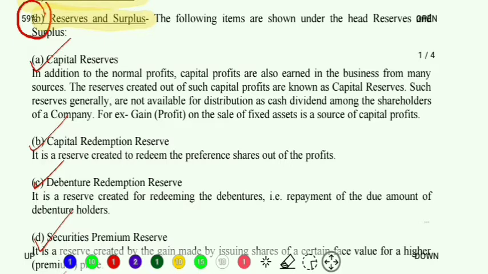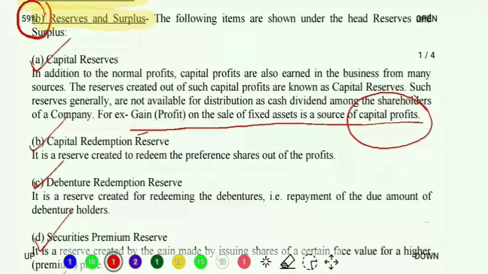One example of capital profit is mentioned here. Please have a look: gain from the sale of fixed assets. That means if a company is selling off its fixed assets and gaining some profit upon that, that profit is called capital profit. And the reserves which are created out of such capital profits only are called capital reserves. I hope this is clear to you. Capital reserves are such reserves which are created from the capital profits.